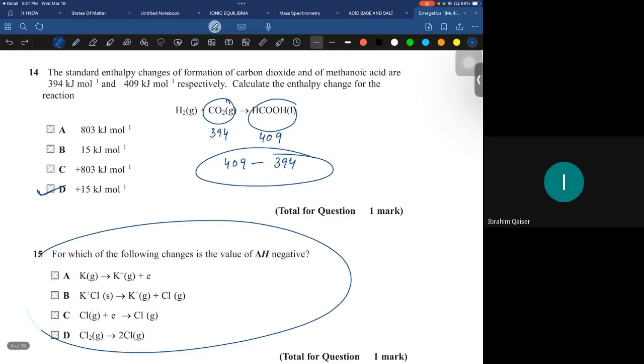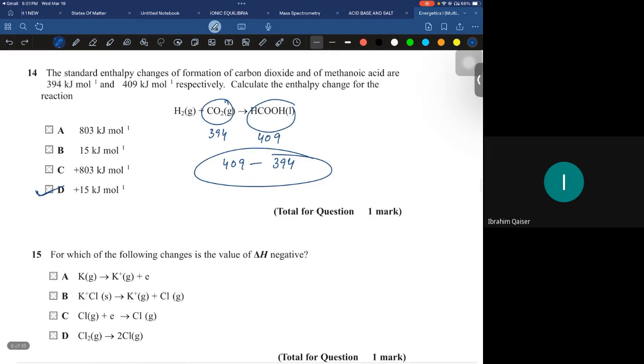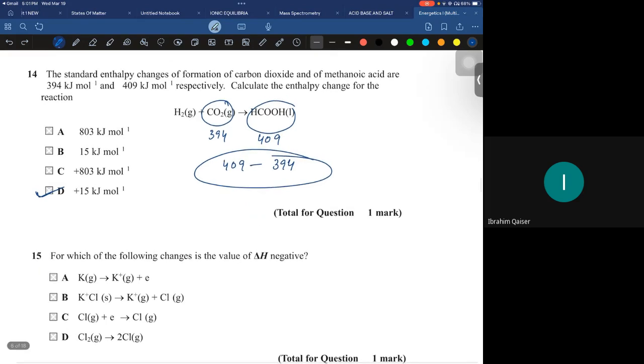This is a good question. See this question number 15. Sir, when you draw the diagram of formation, the arrows are up, right? And 394 is positive, so it should be negative because it will be going down. Yes. I would recommend you to solve directly if you are going to solve in MCQ. But if you have a paper two theory question, you can draw the Hess cycle.